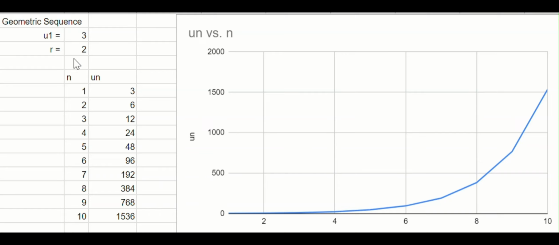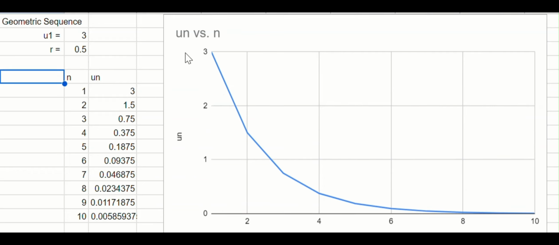But if you have, instead of an R of bigger than 1, an R less than 1, what will happen is the number will just get smaller and smaller and smaller. So you can see here, you multiply by a half every time. So it's 3, 1.5, 0.75, 0.375, etc. So it just gets smaller and smaller and closer to 0.